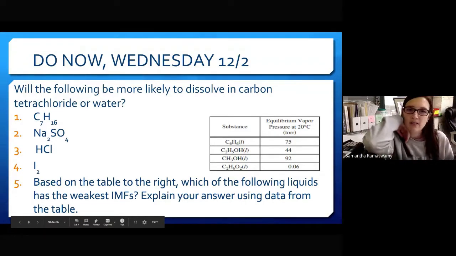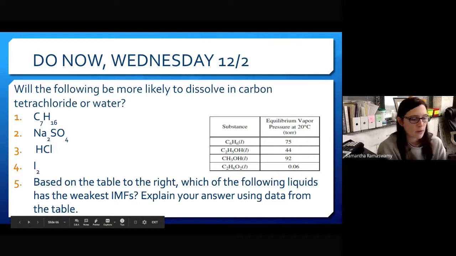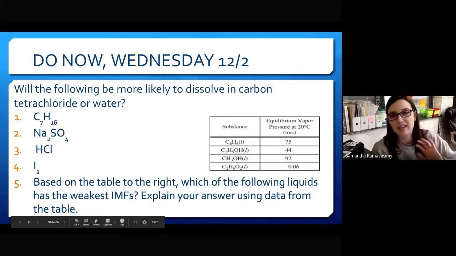So I have the do now shared on the screen. There are 5 questions, 1 through 4. You're looking at, will the solutes be more likely to dissolve in carbon tetrachloride, which is CCl4, or water? I gave you a nonpolar solvent, CCl4, and a polar solvent, which is water. For 1 through 4, look at those solutes and figure out, is it polar, nonpolar, or ionic? And what does that mean about what type of solvent it would dissolve in? All of the answers only have 1, so it's not like yesterday where you're check marking multiple.